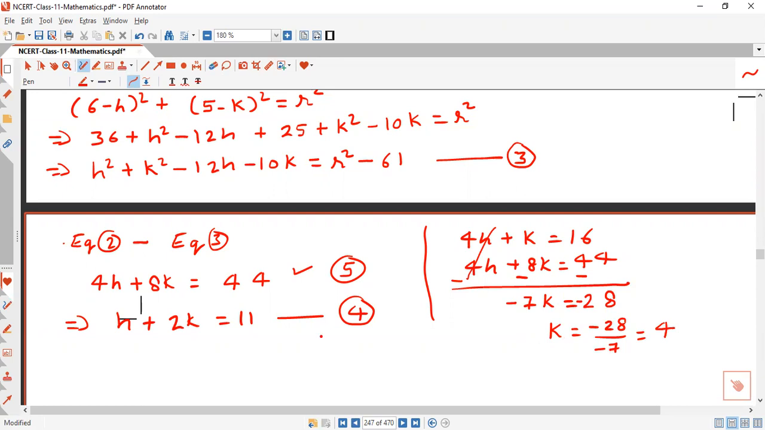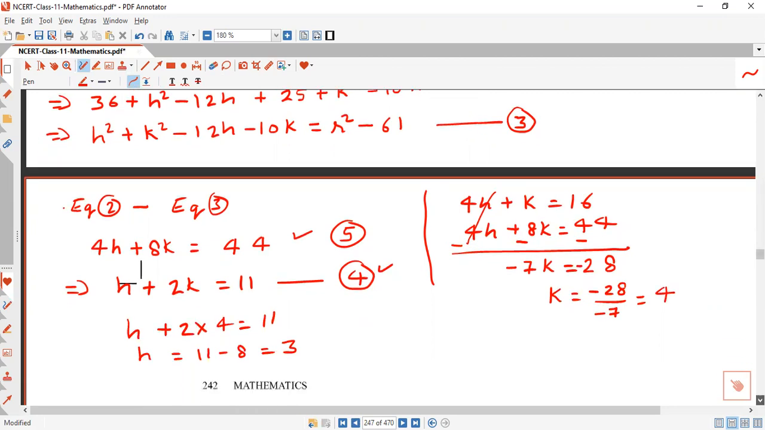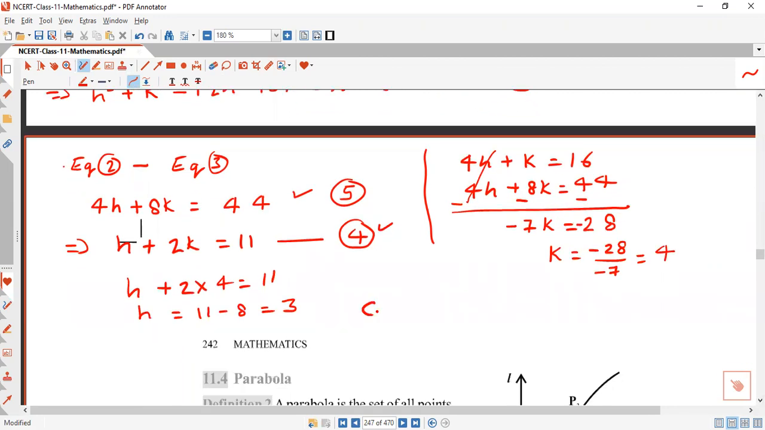If k equal to 4, put this value of k in equation number 4. What are we getting? h plus 2 into 4 equal to 11. So h equal to 11 minus 8, h comes out 3. So the center of the circle, we have just found out the center of the circle, h comma k equal to 3 comma 4.